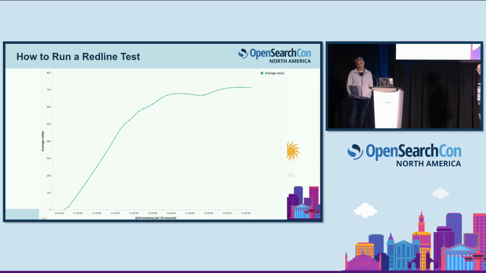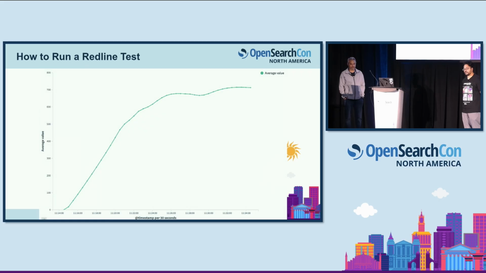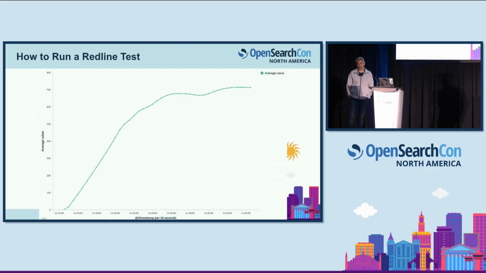And then here's another chart showing the average throughput value for my cluster during another redline test. As you can see here, again, the trend is to slowly ramp up that throughput value. We wobbled a little bit there in the middle, but we did sort of stabilize there at the end, eventually finding my cluster's ceiling.